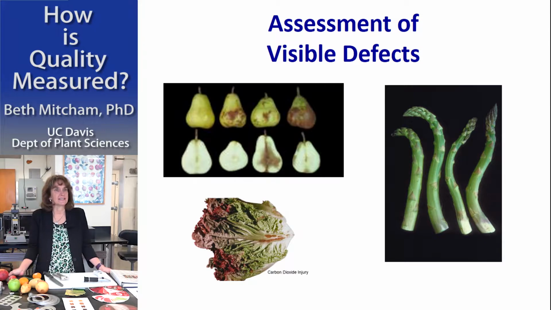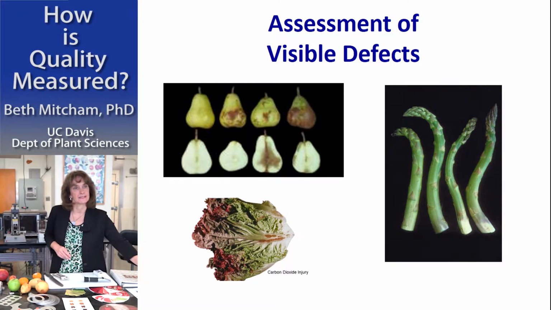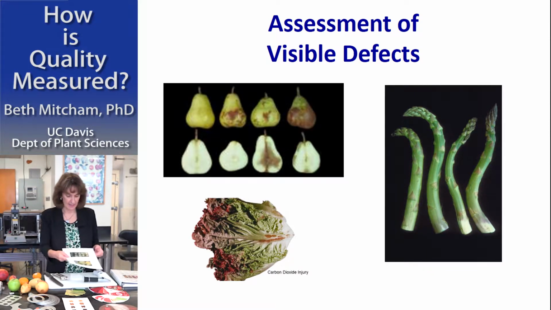In terms of assessing visible defects, there's a variety of ways to do this. Certainly you can look at the product and say, yes, this has a defect, but maybe you want more information than that. Maybe you want to know how severe is that defect for some reason. And in that case, you may want to use a rating scale. Here's an example of two different rating scales.